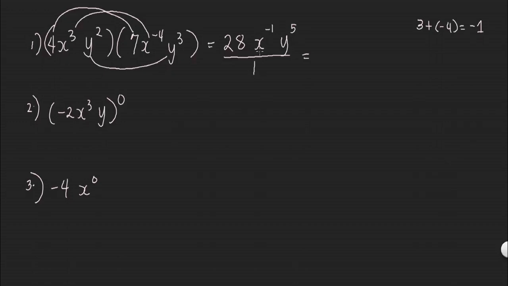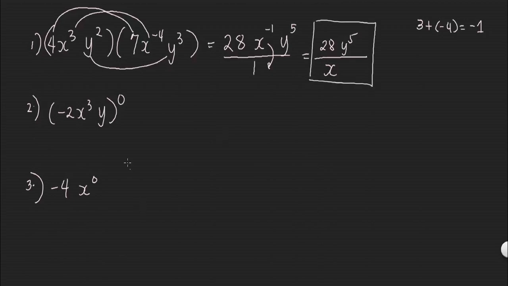Okay? Ibig sabihin, si x na may raised to negative 1, ibababa natin sa ilalim. Okay? So, since si 28, hindi naman negative exponent niya, 28 sa taas lang yan. Si x raised to negative 1, mapupunta yan sa ilalim at magiging positive 1 na yung exponent niya. So, hindi ko na kailangan ilagay yan. No? Si y raised to 5, nandito lang siya sa ibabaw kasi positive yung exponent niya. And that is the final answer.